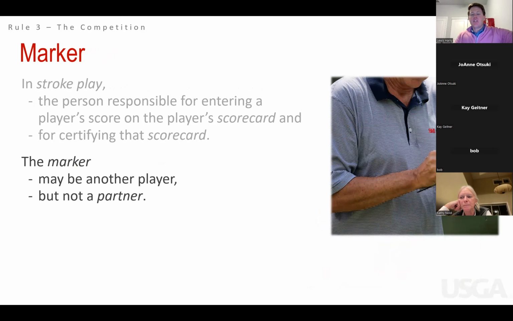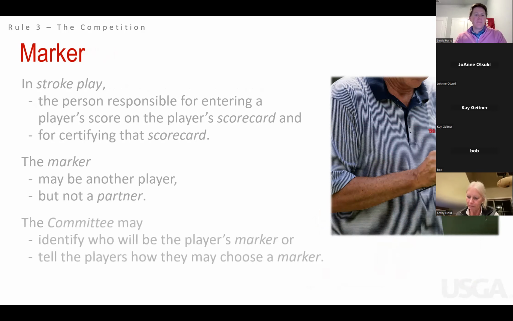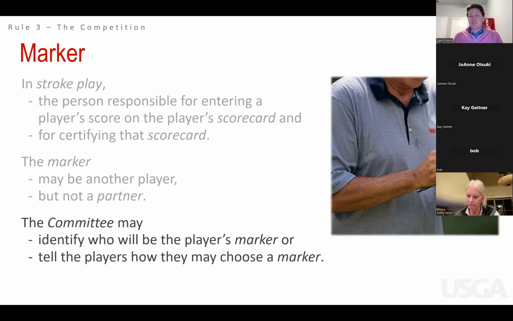Any other player in stroke play can serve as our marker. But when we're playing forms of stroke play that involve sides, like four-ball or foursomes, our marker cannot be our partner, cannot be someone that's part of our same side. Sometimes the committee might tell you who your marker is. They might designate a marker when they're passing out scorecards at the beginning of a round, or they might let you choose who your marker is. Hey, here's your scorecard, exchange it with somebody else. They're going to be your marker.